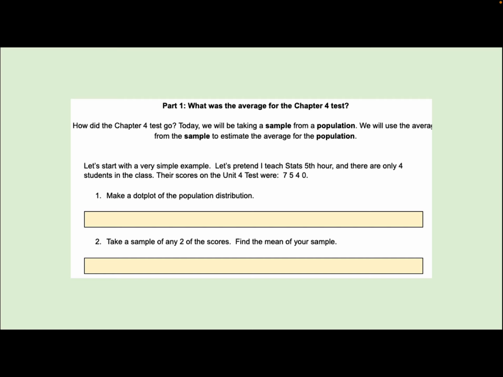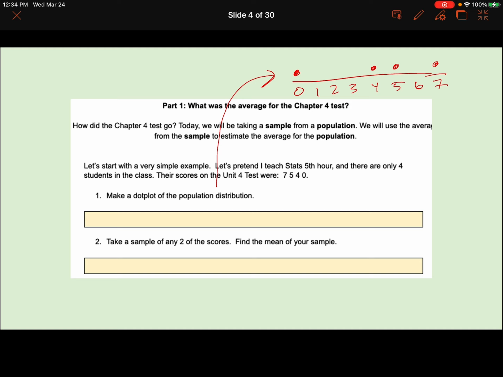All right, so going over questions 1 and 2, making a dot plot. I'm just going to sketch it out rather than using an official Stapplet dot plot, but either one is cool. Okay, so I have one person who got a 0, I've got a 4, and a 5, and a 7. So your dot plot should look something like that. Take a sample of any 2 scores, so you can pick, I'm just going to pick the first 2. Find the mean of your sample. So add them up, divide by 2. In this case, I get 6 for my mean.